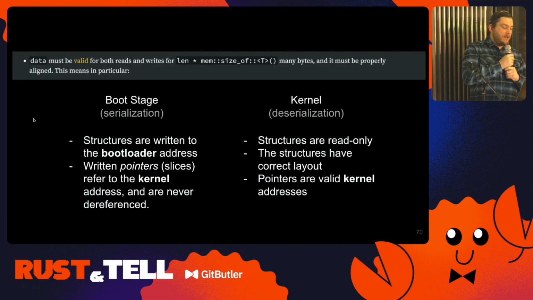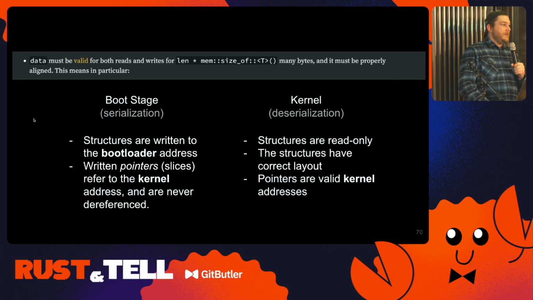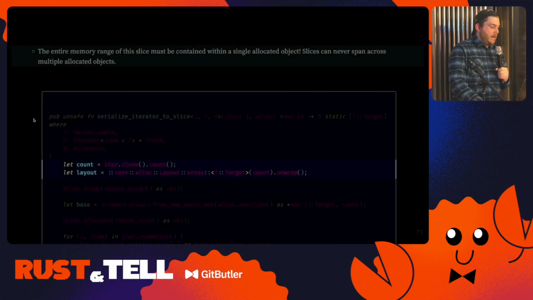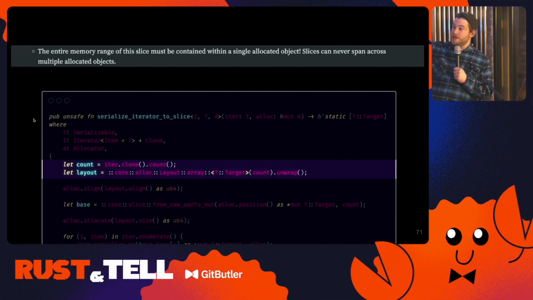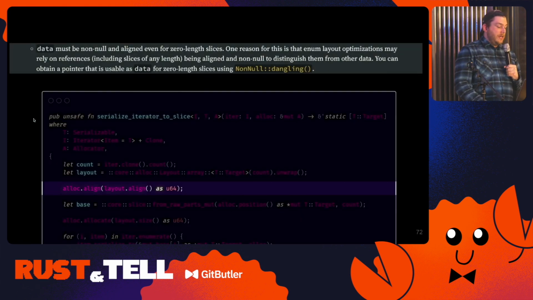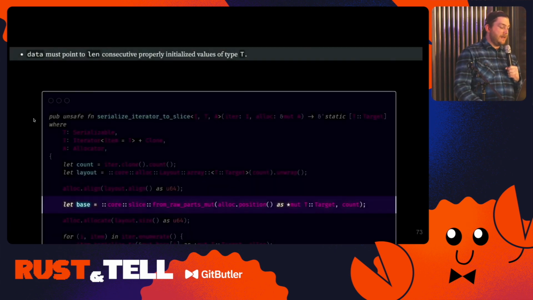First, the data must be valid for both reads and writes. We make sure that that's the case in both the boot stage and the kernel, because we don't deserialize invalid pointers in the boot stage, and when the kernel boots, all of the pointers are magically valid, right? The entire memory range of this slice must be contained within a single allocated object. Well, we do that because we use Rust's provided array layouts, right? So we know that that's the case. Data must be non-null and aligned. Yes, we do that. We align everything. Data must point to length consecutive properly initialized values. Yes, of course we do that.